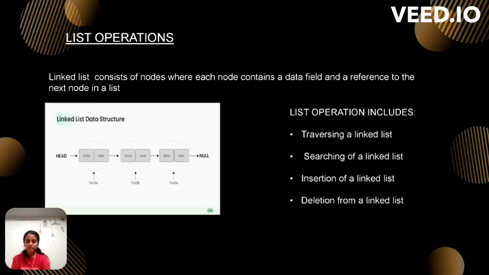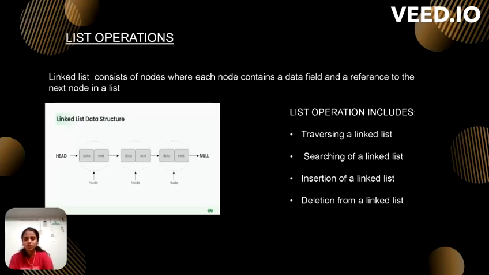Traversal accesses each element of the linked list. Insertion adds a new element to the linked list. Deletion removes an existing element from the linked list. Search helps to find a node in the linked list. Sort sorts the nodes of the linked list.